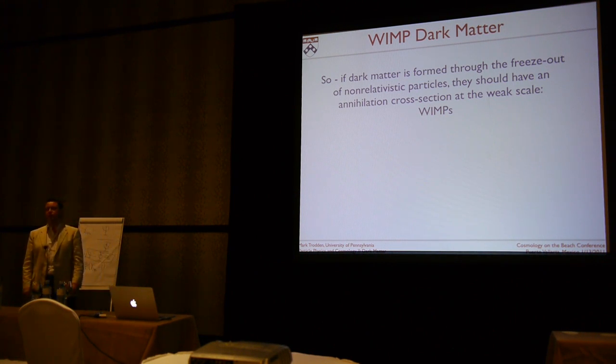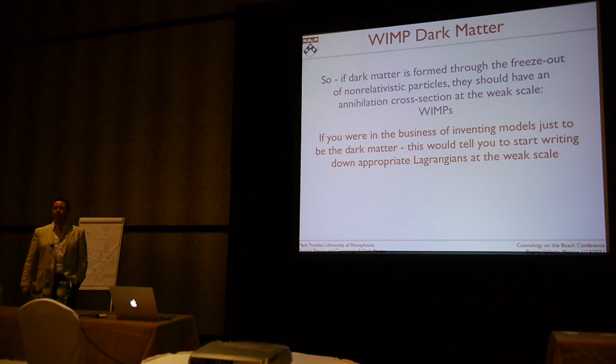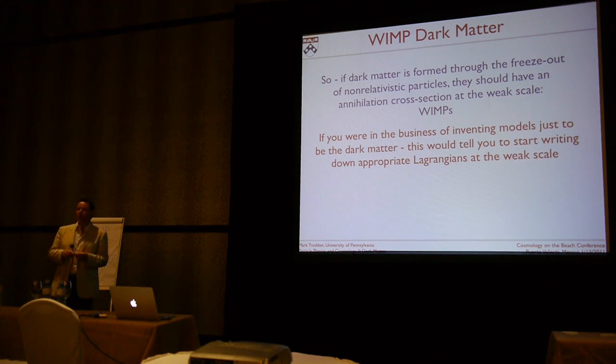So the point is that if dark matter is a freeze-out of non-relativistic particles, then what you would expect is that you need an annihilation cross-section at the weak scale. Now, this was just cosmology. I don't mean just cosmology, I don't insult anyone, but it was only cosmology so far. If you were in the business of inventing models for dark matter, then you would immediately run away and do, not that particle physicists would ever do something like this, start writing down appropriate Lagrangians at the weak scale, willy-nilly. They would just run away and start writing down Lagrangians that gave you the dark matter you wanted. That's not what you really want to do, of course.